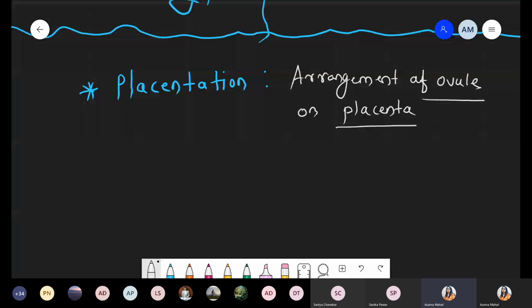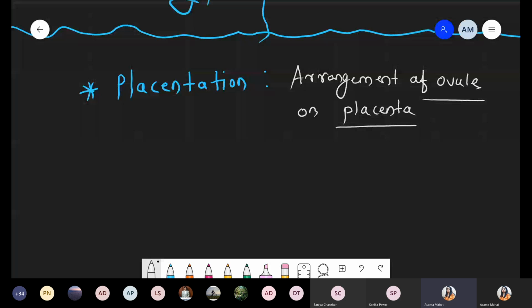Just as we discussed, the placenta is present inside the ovary. On the placenta the ovule is present, and after fertilization the ovule is converted into seed. So now we are talking about the different types of placentation, how the ovule gets arranged on the placenta. Divide your page into a total of 6 parts. If you want, you can write horizontally, because we have to draw the diagram and the examples.